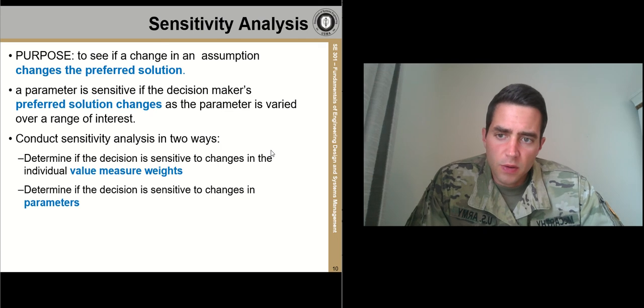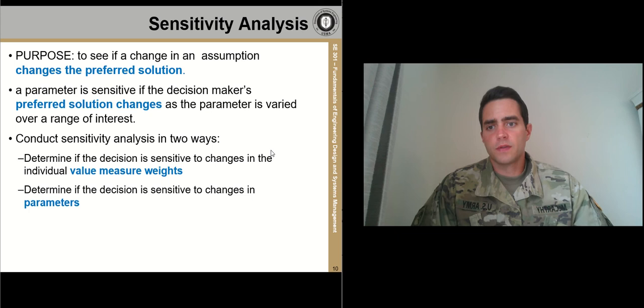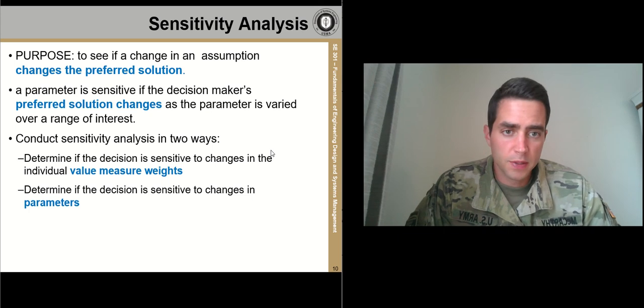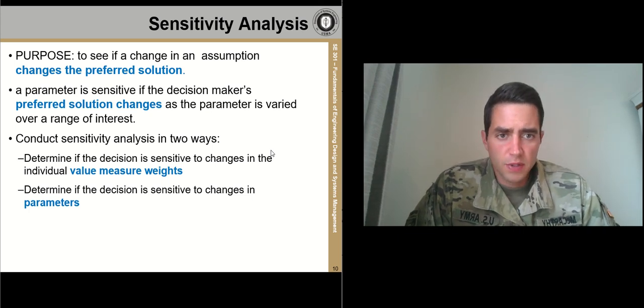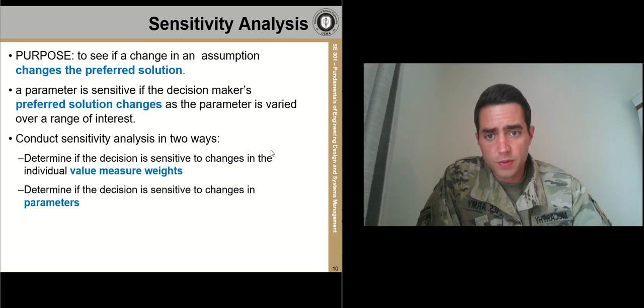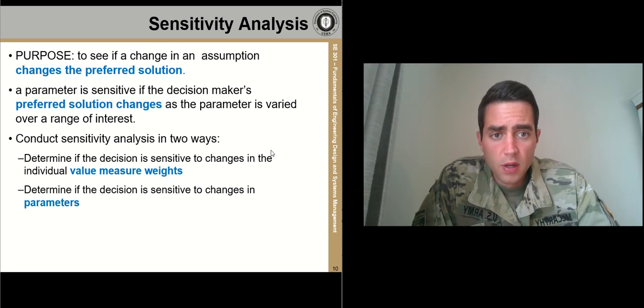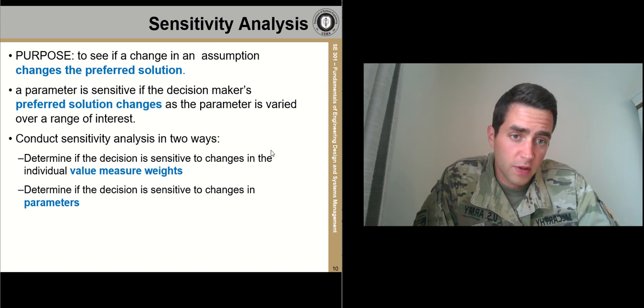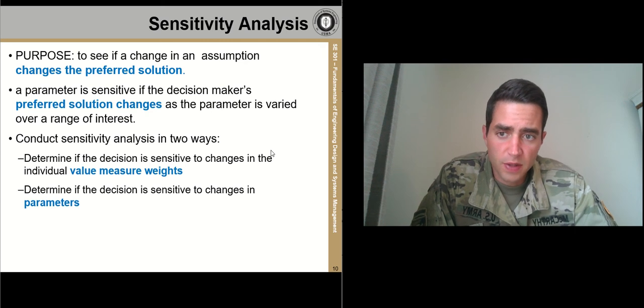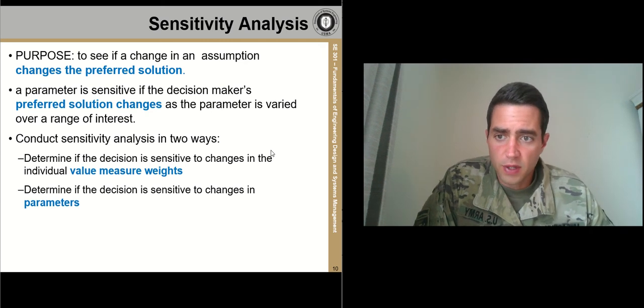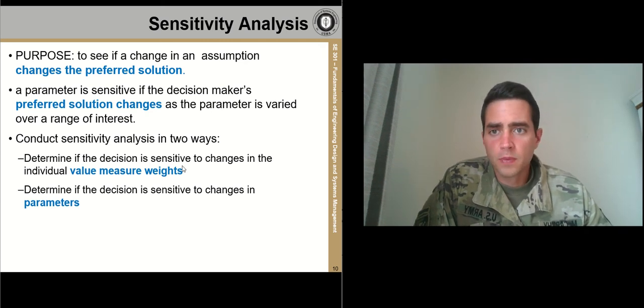And then the other way you can do sensitivity analysis is to determine if the decision is sensitive to changes in parameters. And this just means changing the inputs of your alternative, perhaps removing some value measures to assess, or even changing the parameters that compose your alternatives. We're not going to do this too much in this class. We're going to focus strictly on changing the value measure weights.